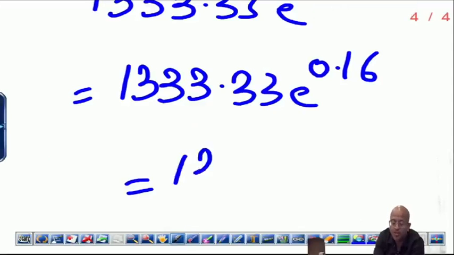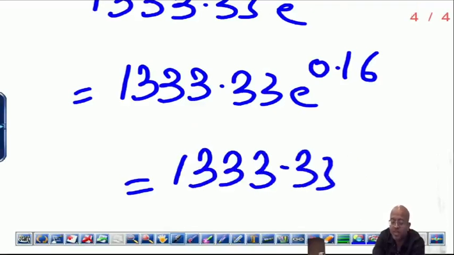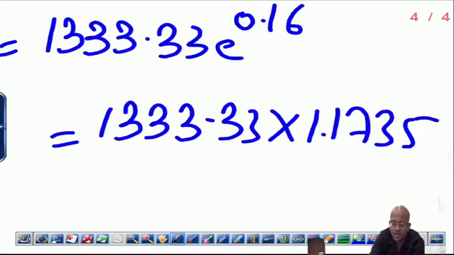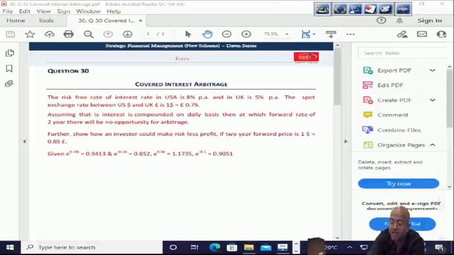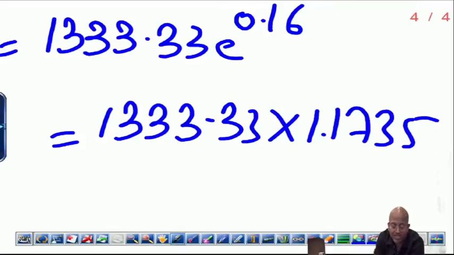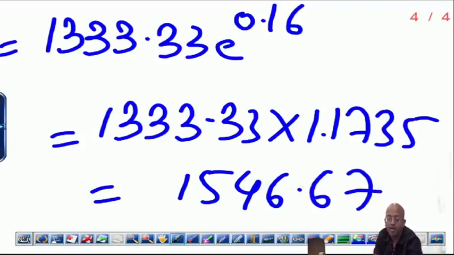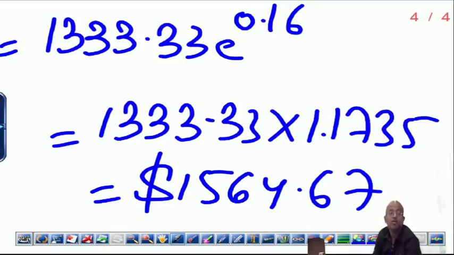1333.33 into 1.1735. I'm cross checking. It's coming to 1564.67. These figures I'm speaking from your messages on the board. So this much dollar, 1564 dollars, is going to come after 2 years. Now that is a risk. Therefore covered interest arbitrage: we will sell it forward.